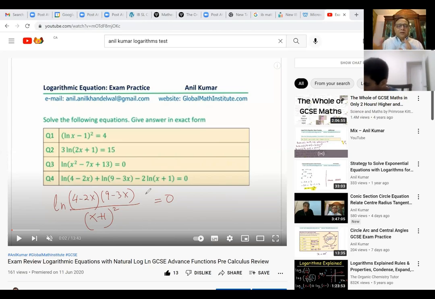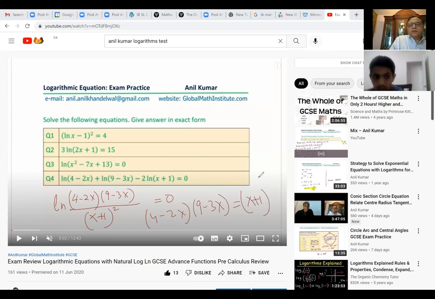So you will combine the expression on the left hand side and write this as a single logarithm just as I have written. Equal to 0 means e to the power of 0 means 1, right? So you get 4 minus 2x times 9 minus 3x equals x plus 1 whole square. Now you can expand, simplify, do everything, and then figure it out.